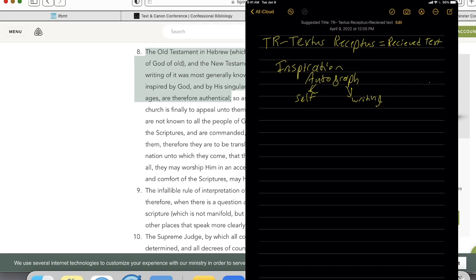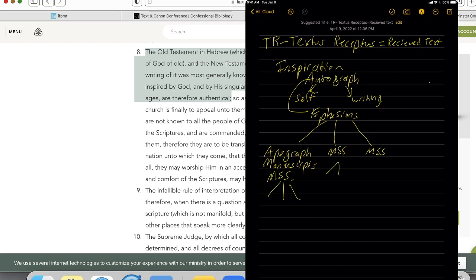And so let's say Paul wrote his letter to the Ephesians, which I think was also sent to the Thessalonians, but there would be copies made, and these are called, technically, the term is apograph, or we would say manuscripts, and sometimes that is shortened to MSS. These are manuscripts, okay? And of course, these would be copied, and copied, and copied.